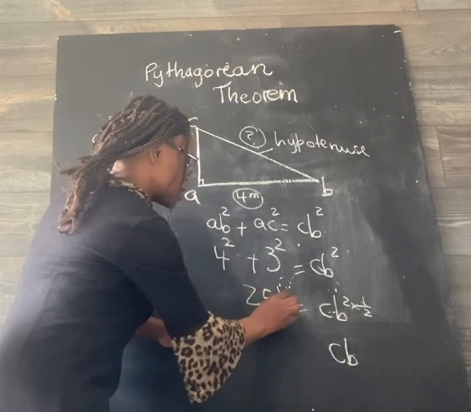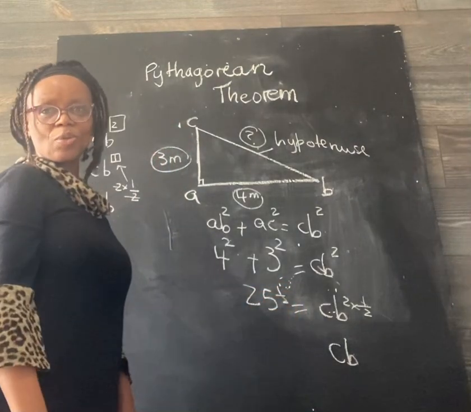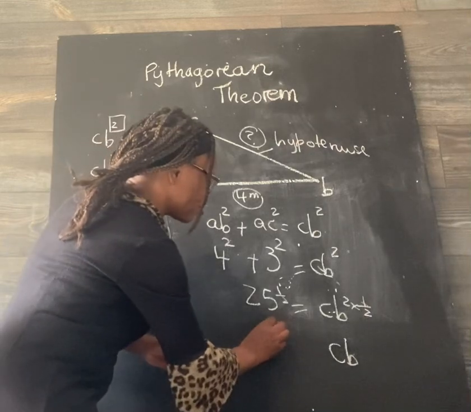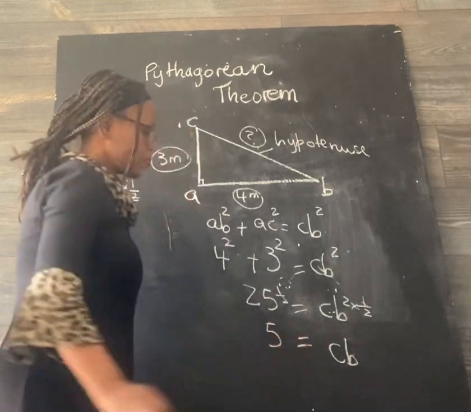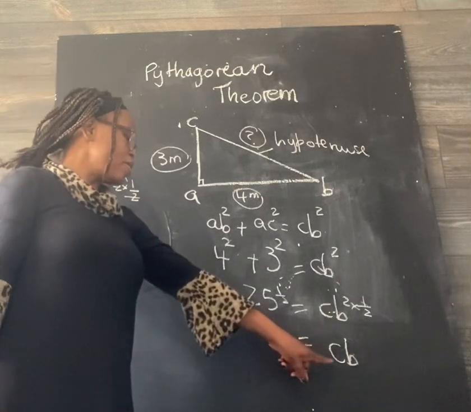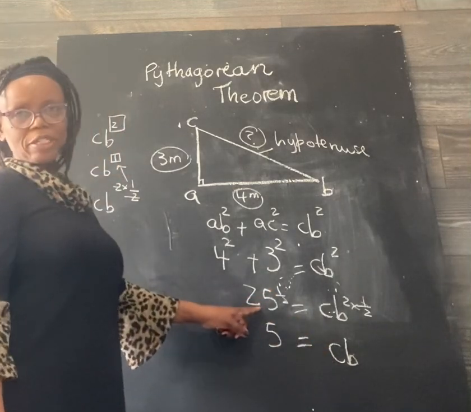What is 25 to the power half? It is indeed 5. In other words, to find the length CB, we have to take the square root of 25.